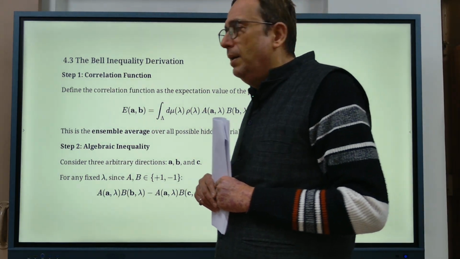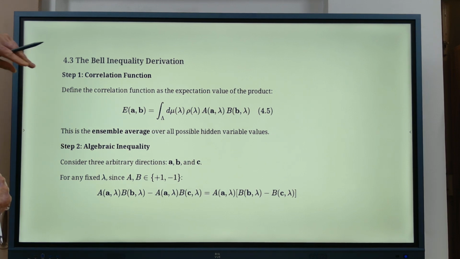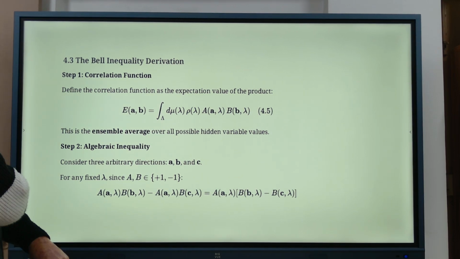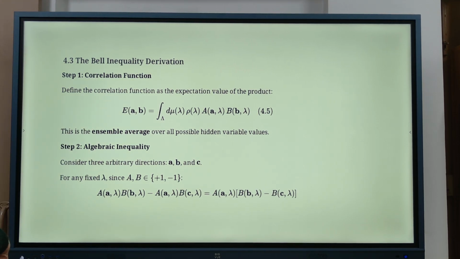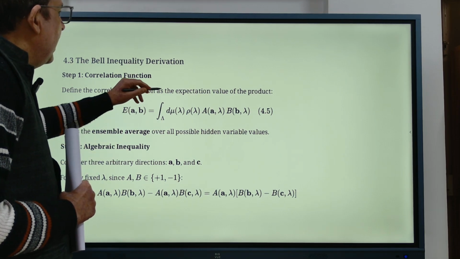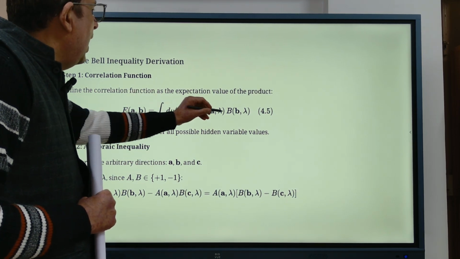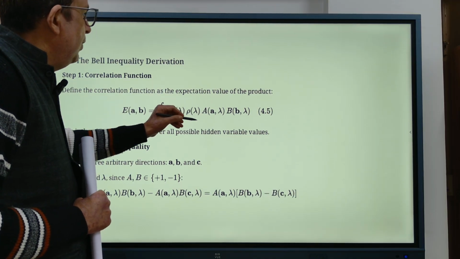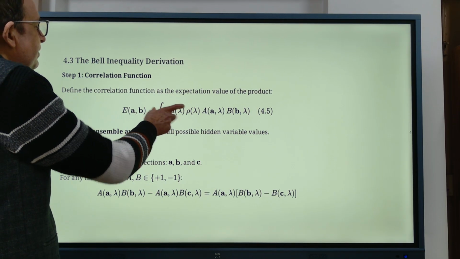Then we come to the Bell's inequality derivation. So let us start with step 1. We have a correlation function. Let us define a correlation function E, which is a function of the directions A and B, and it is basically the expectation value of the product of all the outcomes for Alice and Bob. So it's just an expectation value.